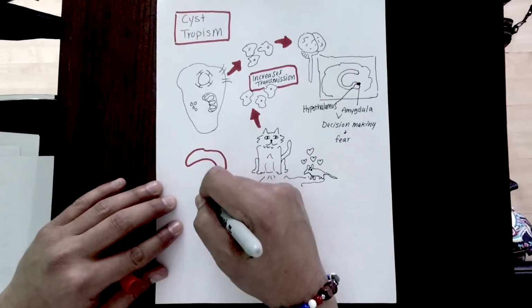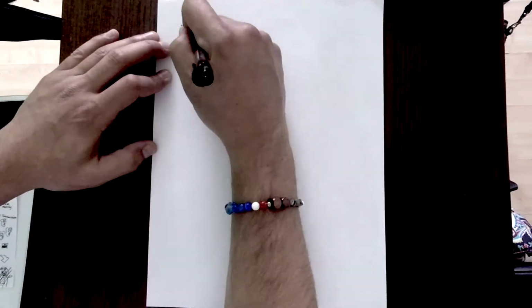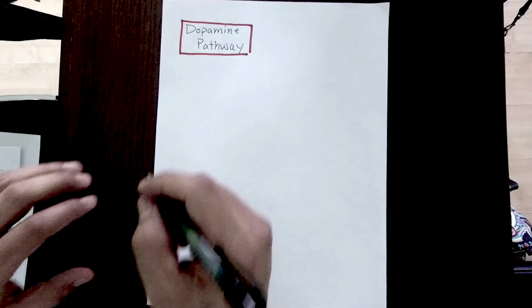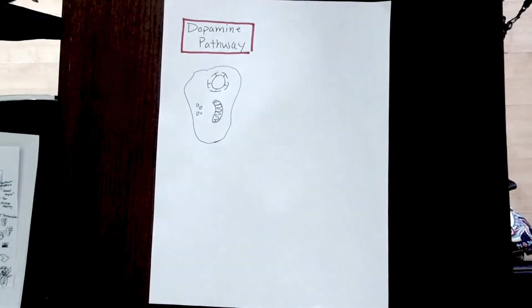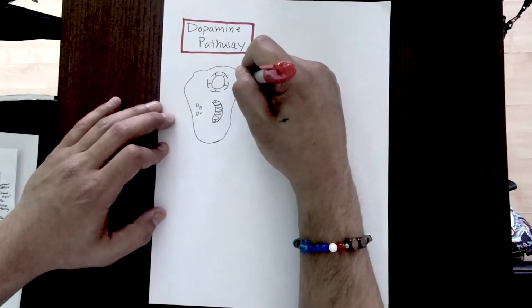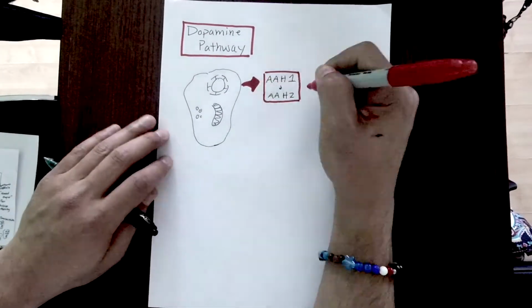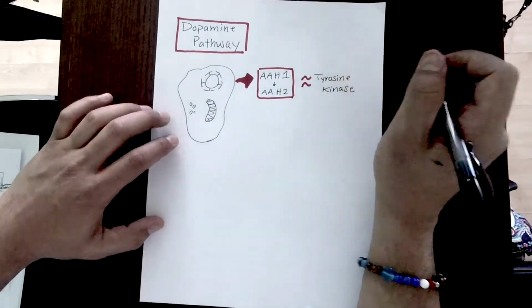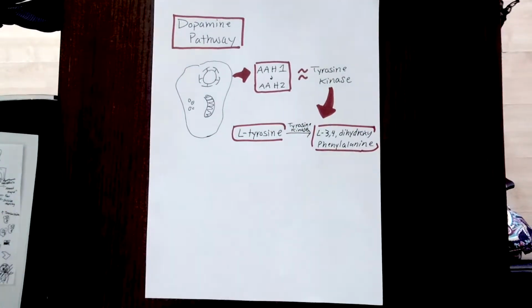Upon further investigation, however, it was found that even after the removal of cysts, this behavior remained, so two other hormonal pathways were hypothesized. The dopamine pathway is a model that suggests that T. gondii manipulates behavior by upregulating dopamine synthesis in the brain. Two genes have been discovered in the T. gondii genome, namely AAH1 and AAH2, which resemble the enzyme tyrosine kinase, and when upregulated, catalyze the conversion of L-tyrosine to L-3,4-dihydroxyphenylalanine.